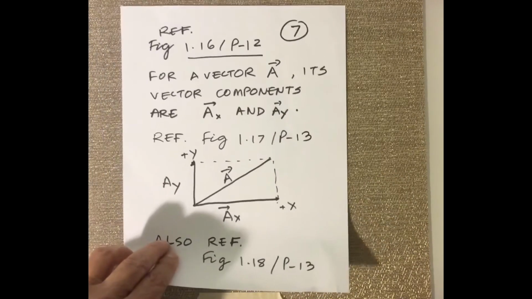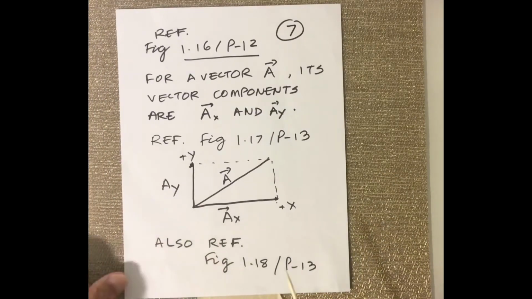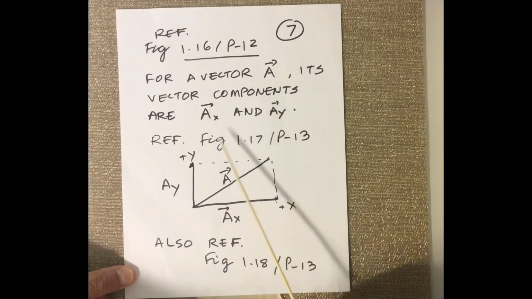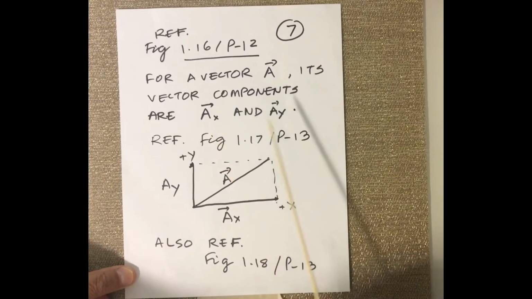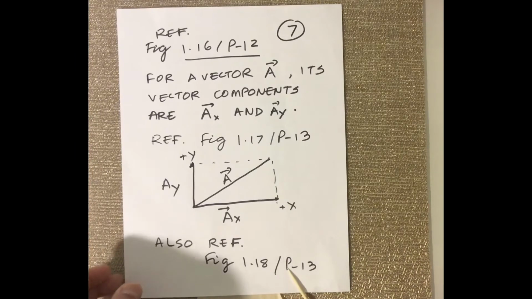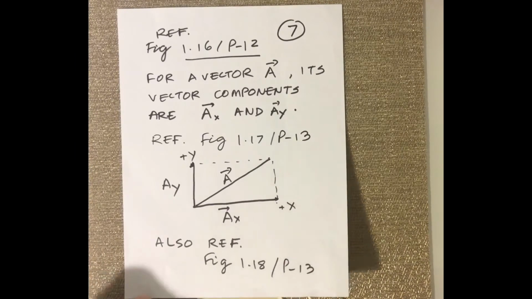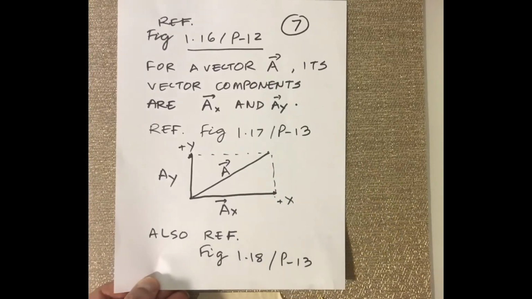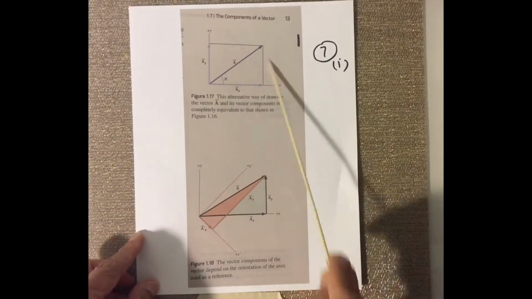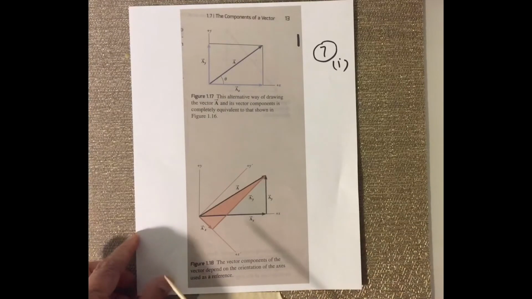We are choosing a vector at random, which is vector A, and its vector components are ax vector, ay vector, which is shown in this diagram which I showed you. You can have a reference also for figure 1.18, page 13. This is a clear view. You can look into this, which I mentioned to you guys.